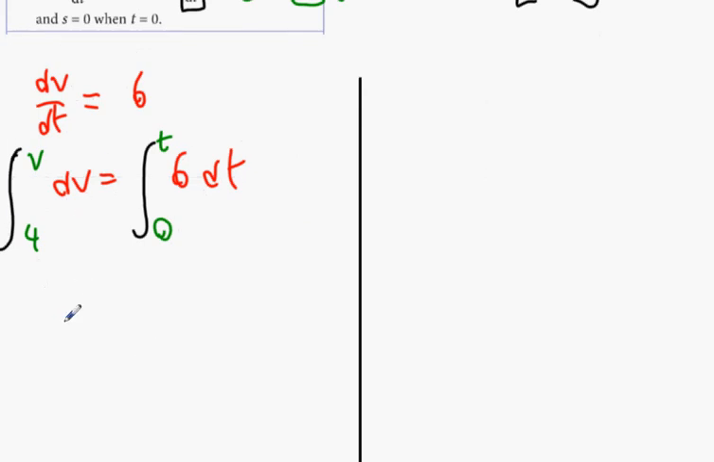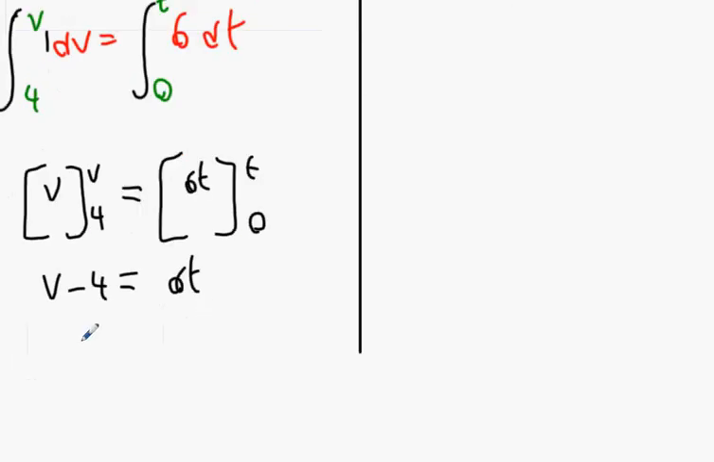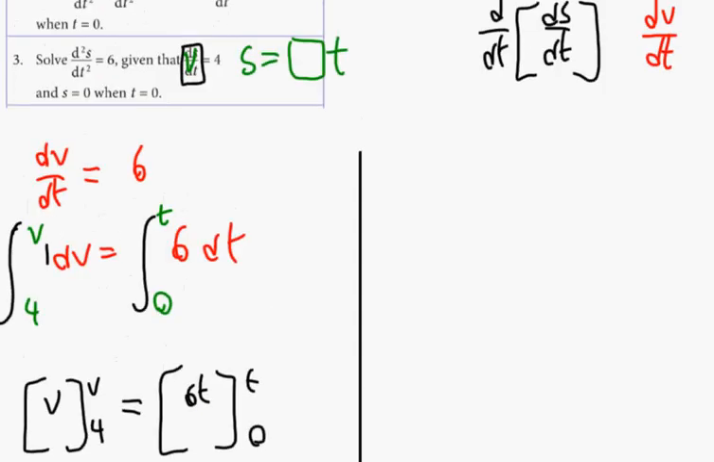Looking at this here, we integrate 1, so it's going to be phi from phi and 4. Then it's going to be 6t from t and 0. Phi minus 4 equals 6t. Therefore, phi equals 6t plus 4. How about that? Recycle it back to the top. You have phi equals 6t plus 4.